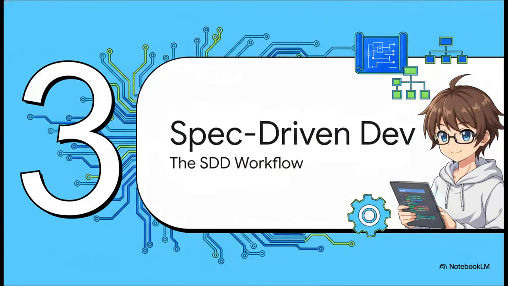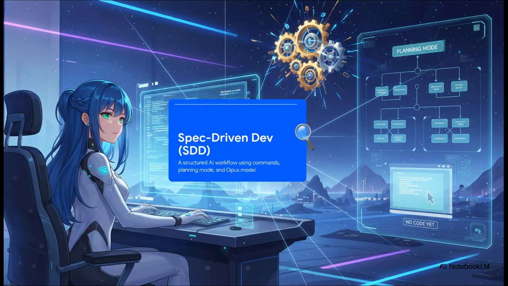Next up, section 3. Spec-driven development. Spec-driven development, or SDD, is literally a game changer. Instead of vaguely asking for a feature and hoping for the best, you use Claude's planning mode. Combine that with the Opus model, which is an absolute beast at complex reasoning, and you're actually architecting and mapping out features comprehensively. You do all of this before any code gets written. Predictable implementation is the goal here.